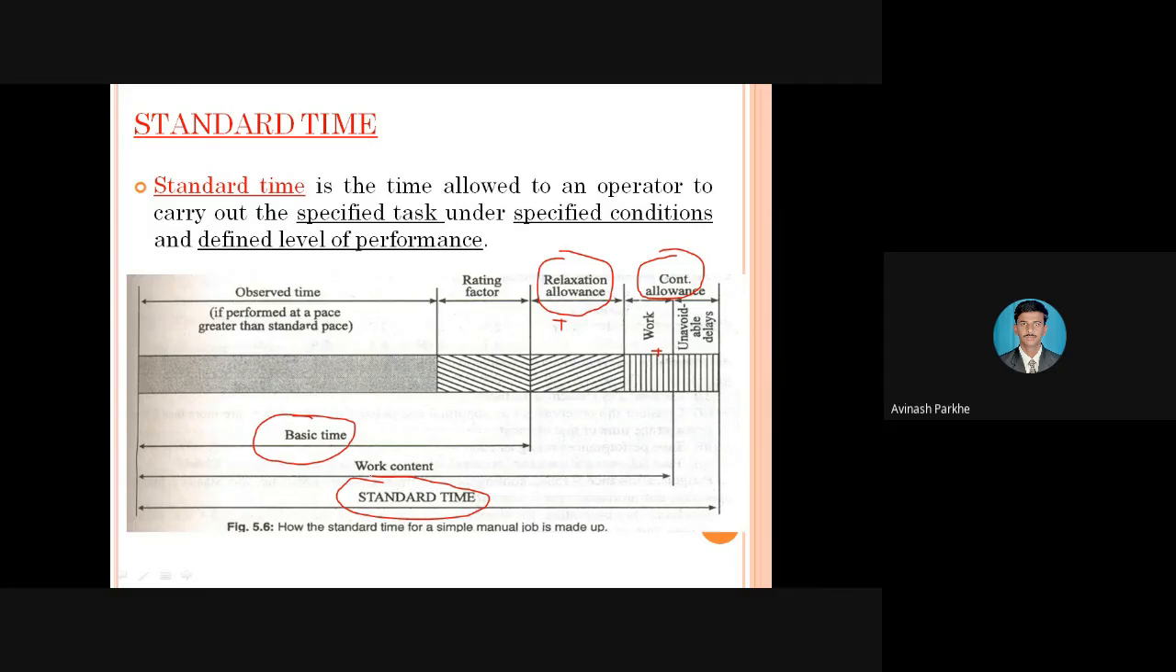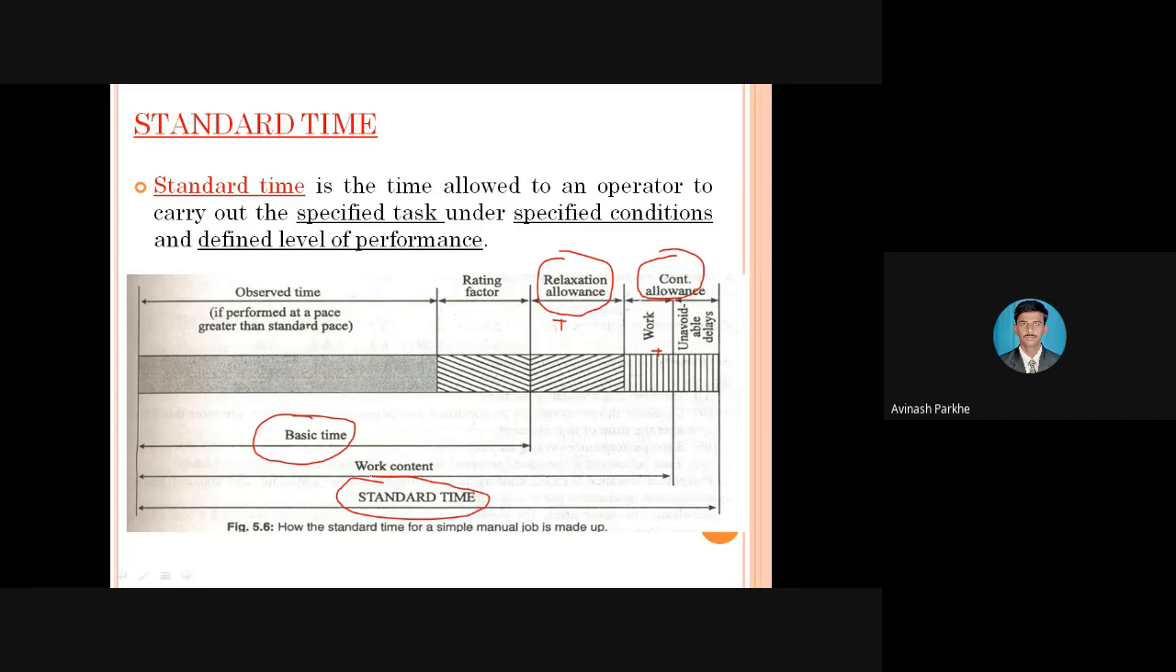Therefore, whenever I am calculating the standard time, we have to remember a simple formula, that is standard time is equal to basic time plus allowances. Basic time is the time required to perform the operations only, and allowances are in the form of personal allowance, relaxation allowance, contingency allowance, policy allowance if applicable. So like that, we have to consider all the allowances along with basic time, and by addition you will get the total standard time.